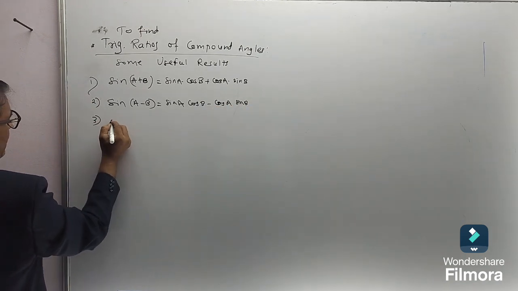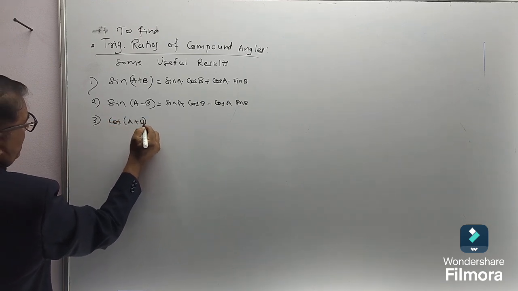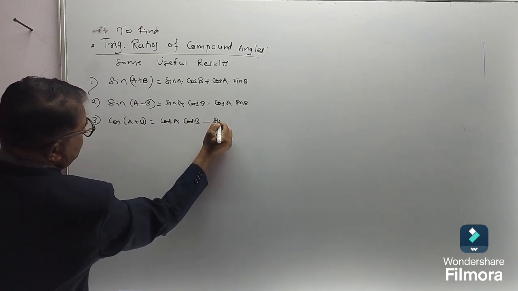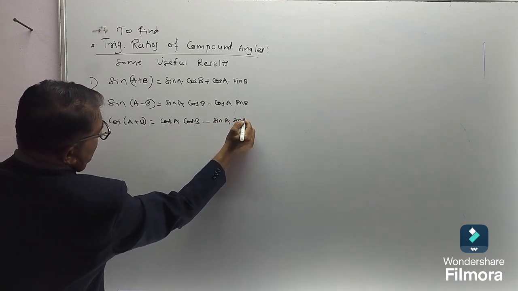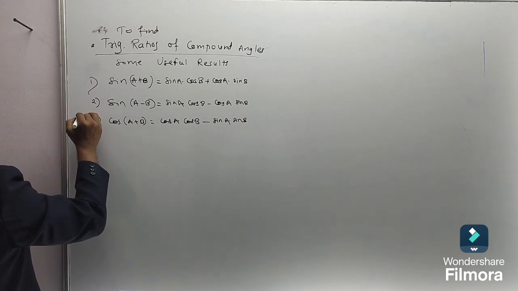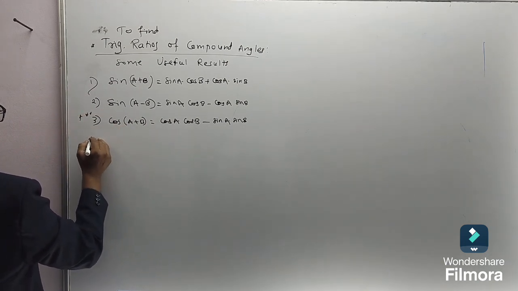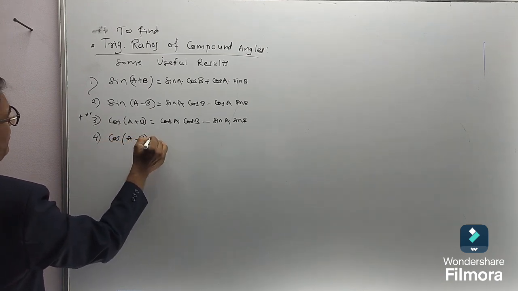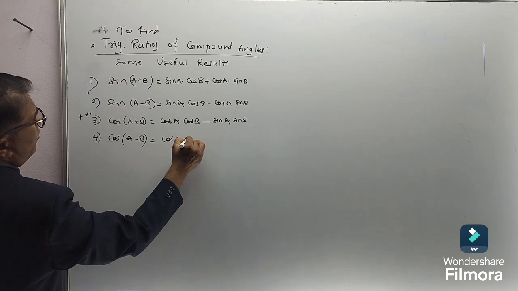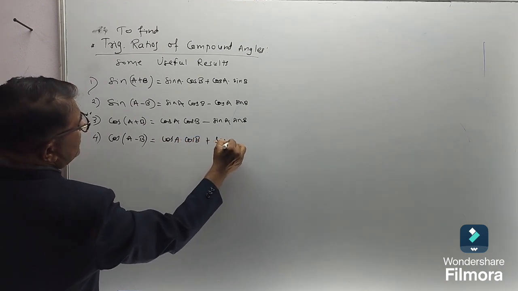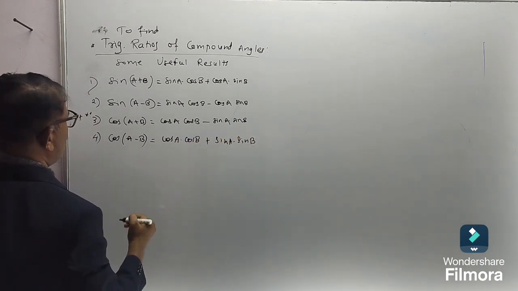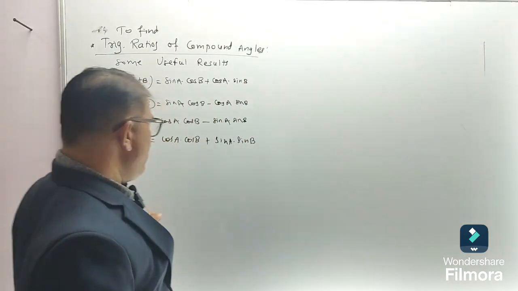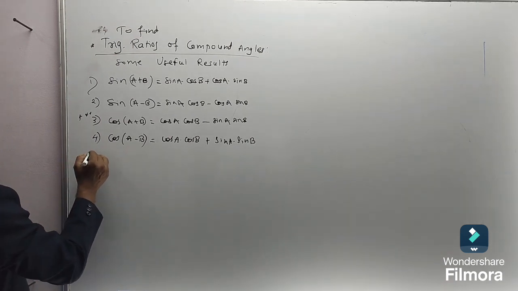Okay. Third one, cos of A plus B is cos A into cos B minus sin A into sin B. Yes, you have to remember it. In cos, if there is a plus sign, in the result there is a minus. Fourth, cos of A minus B is cos A into cos B plus sin A into sin B.